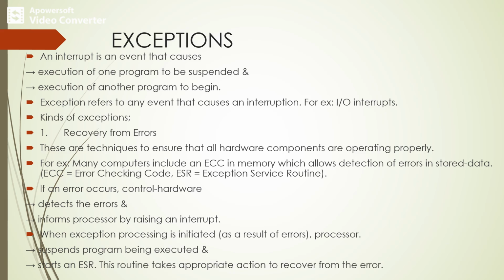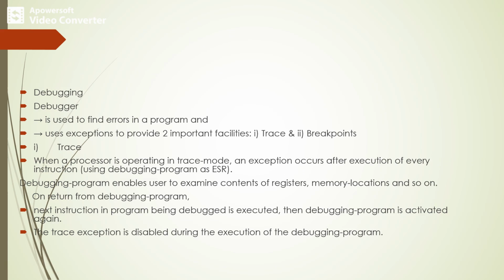When exception processing is initiated as a result of such errors, the processor suspends the program being executed and starts an exception service routine. This routine takes appropriate action in order to recover from an error if possible, else informs the user about it. The second one is debugging. The system software usually includes a program called a debugger, which helps the programmer to identify errors in the program. The debugger uses exceptions to provide two important capabilities.